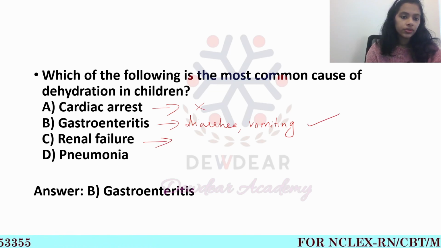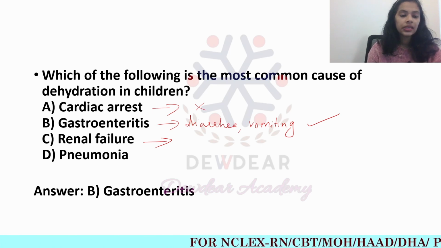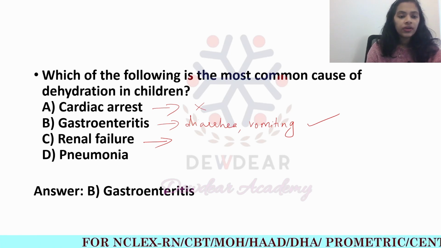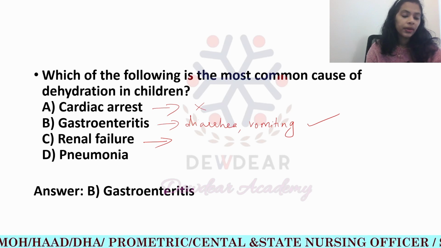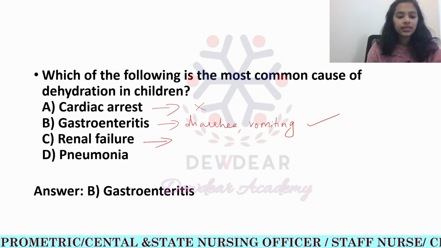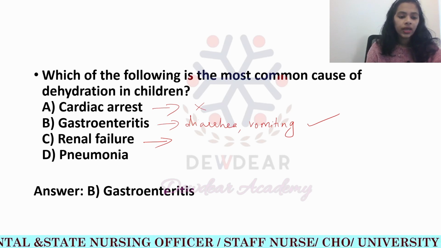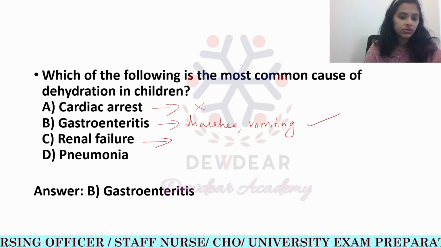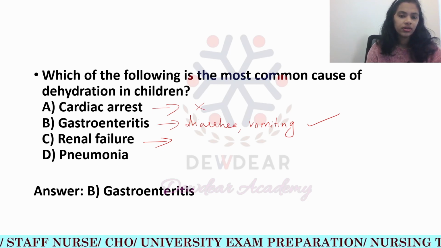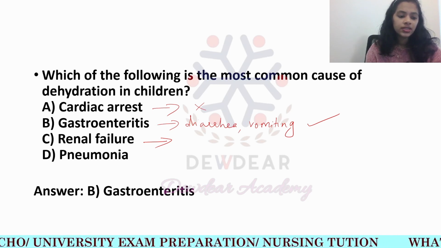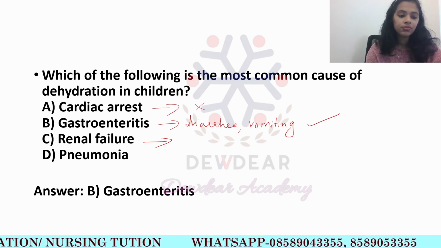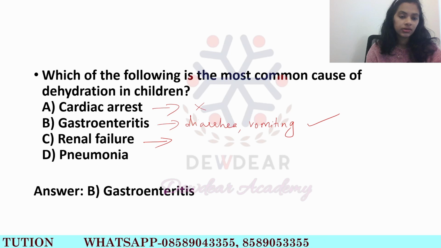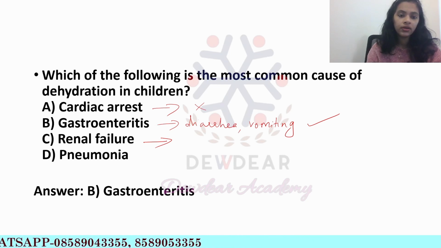Now we look at the next option, option C, renal failure. Renal failure can lead to fluid imbalances, but that is less common when compared to gastroenteritis. Also, the chronic conditions which cause renal issues are rare in children. So that is not a major cause, but gastroenteritis is more frequent than renal failure. So that is the most common cause.